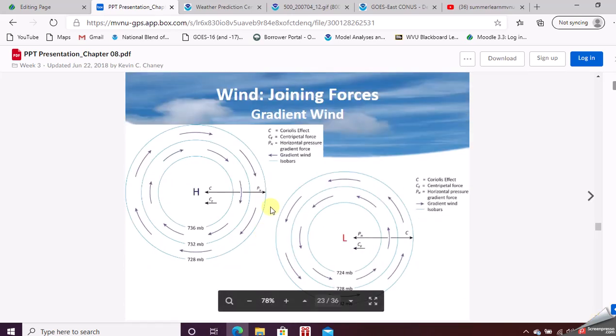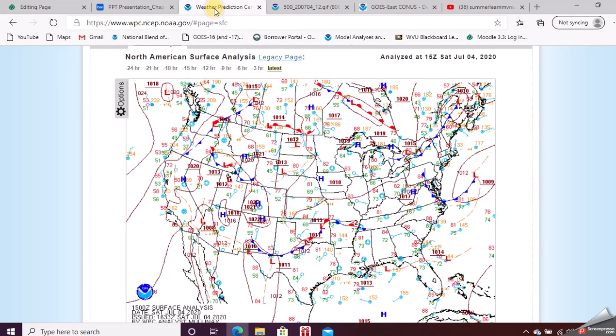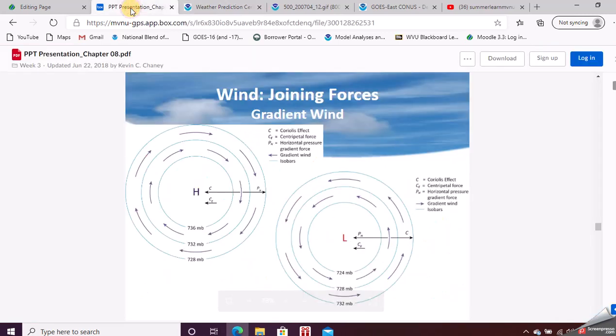So now we have the pressure gradient force, Coriolis force, and the centripetal force all working together. They're all combined to move winds in a circle. You can see that again. We looked at surface weather maps. They tend to move in a circle around a high pressure. So these are gradient winds. They just have all three in it now instead of just two.